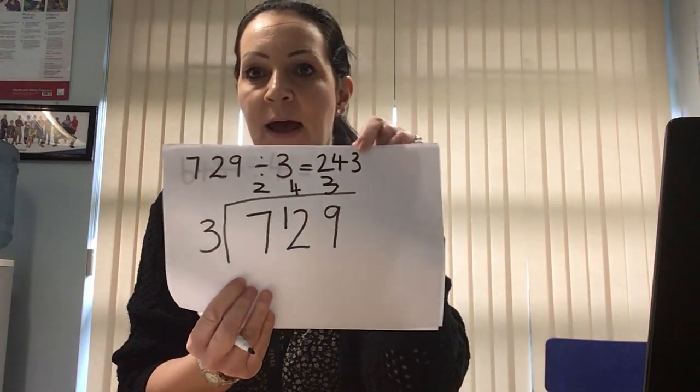So 729 divided by 3 would be 243. Okay? Are we getting it? Hope we are. We'll have one more practice and then you can have a go at some of those by yourself. This time we've got a dividing by 4.